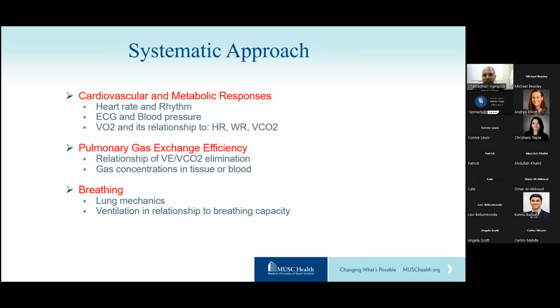A systematic approach to CPET interpretation involves understanding the cardiovascular and the metabolic responses, pulmonary gas exchange efficiency, and also the breathing mechanics.